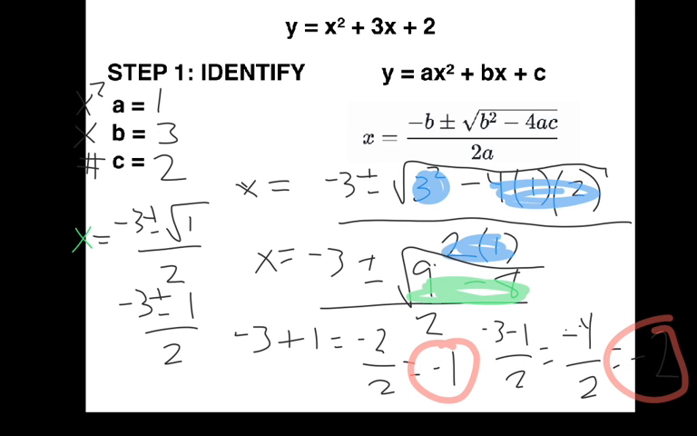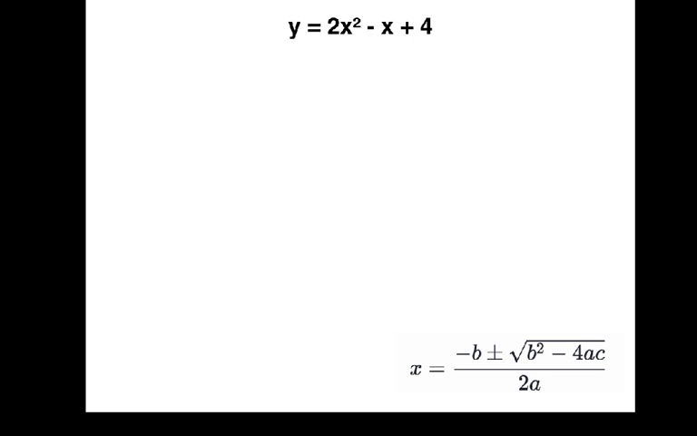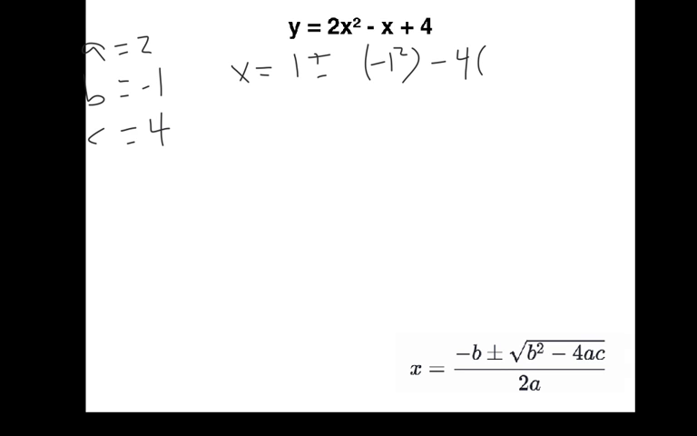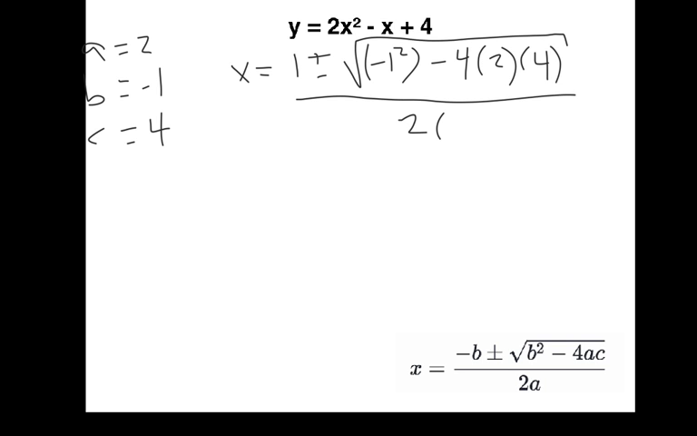Should we try one more? Okay, guys, let's try and do this fast and neat. I get A equals 2. B, it's just minus x, so it's going to be a -1. And C is going to be +4. Now, first up, I'm going to put these in there. I get x equals. The opposite of -1 is going to be +1, plus or minus -1 squared minus 4 times my A value, which is 2, times my C value, which is 4. All that stuff goes under the radical, and the whole thing is divided by 2 times A, which is 2.